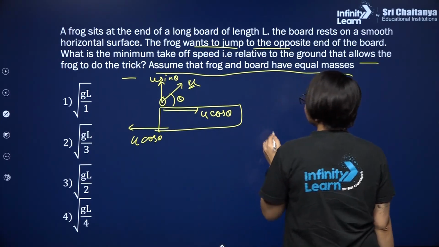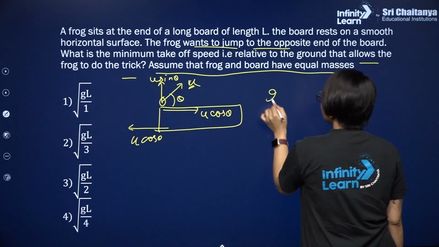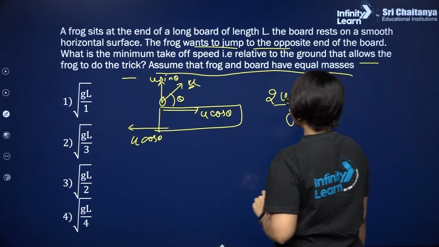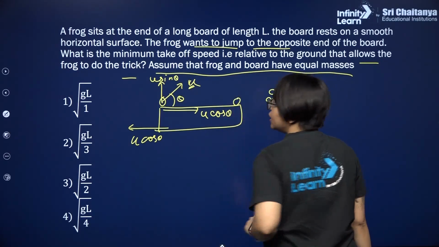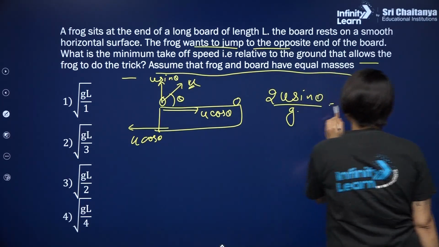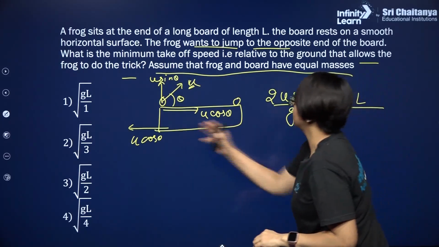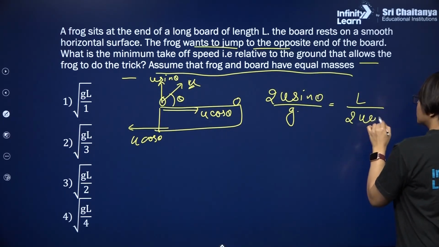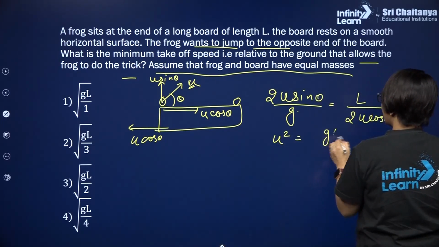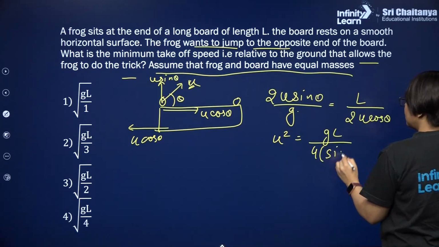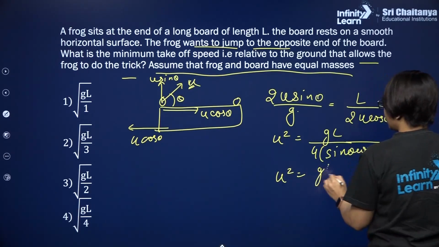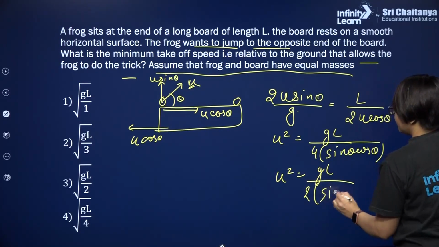So time of flight will be what? Time of flight over here will be 2u sin theta by g. Okay. So in this time the frog should reach here. So in this case the time required will be what? It is L upon the relative speed in this direction, that is 2u cos theta. So over here we have u square as gL upon 4 sin theta into cos theta. So over here u square is gL divided by 2 times sin 2 theta.